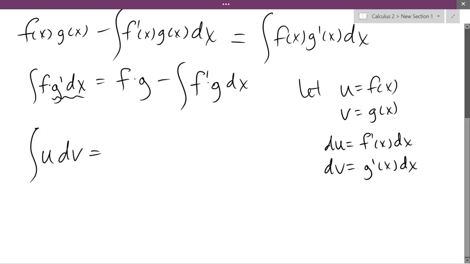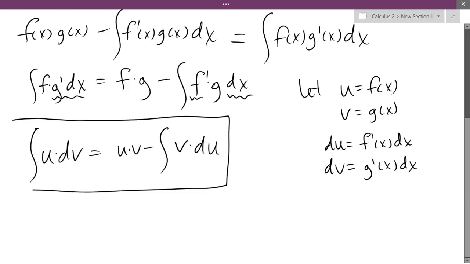F times g, that's just u times v, minus integral, what I'm underlining, f prime dx is du. So f prime dx that I underlined is du. And then g is just v. This form that I just wrote down is how you should use integration by parts. That's the one that's going to be the most useful for you. Use the least amount of letters, and I'm pretty sure it's exactly the way it appears inside your textbook.